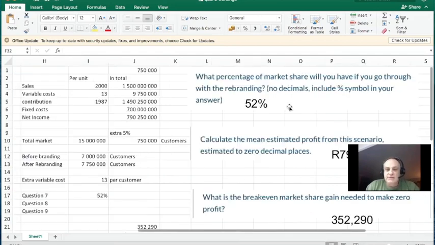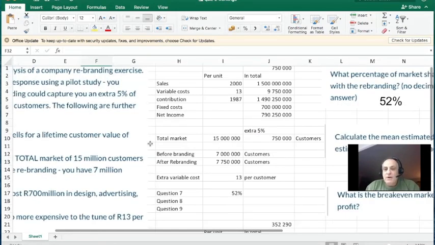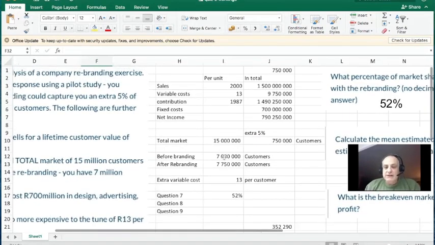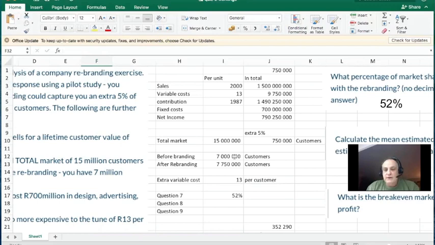Sorry, did I say 750? 750,000 customers. Some of you answered this question as 750,000 customers, but please look at what the question says. What percentage of market share of the total market will we have if we go through this? Also remember, no decimals, and we must include the percentage. So your answer was 52%, but how did we get there?